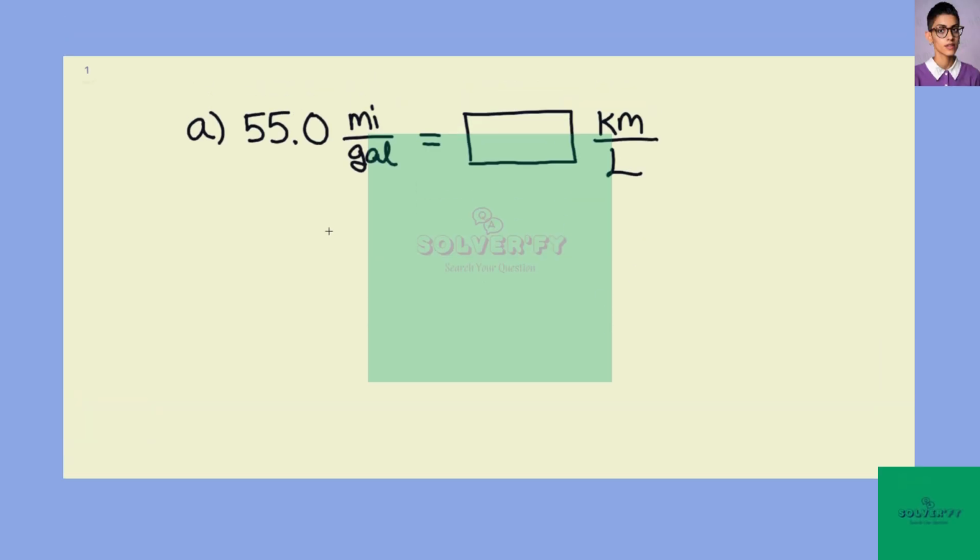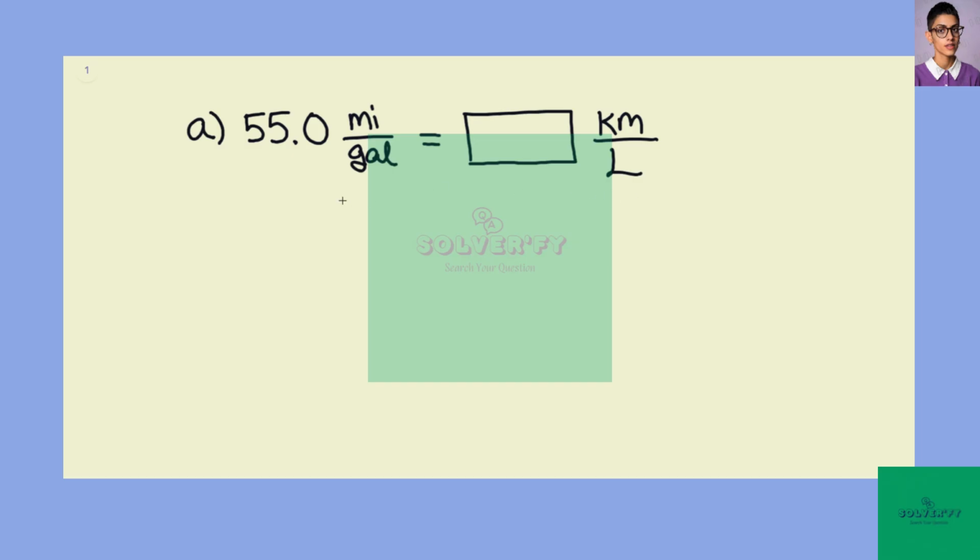For part A of this problem, I want to convert 55.0 miles per gallon into units of kilometers per liter. So in order to solve this problem, I need to know how many miles there are per kilometer and how many gallons there are per every liter.